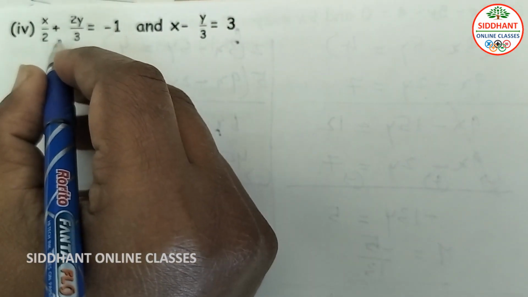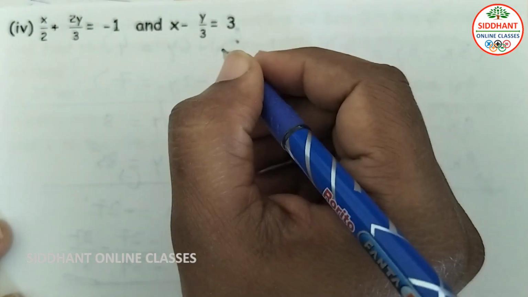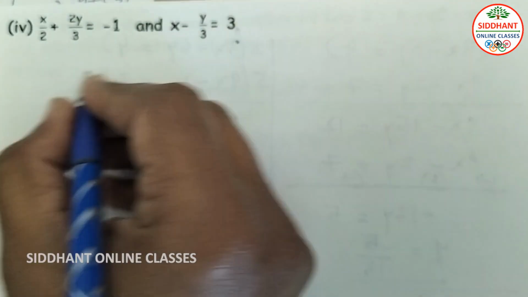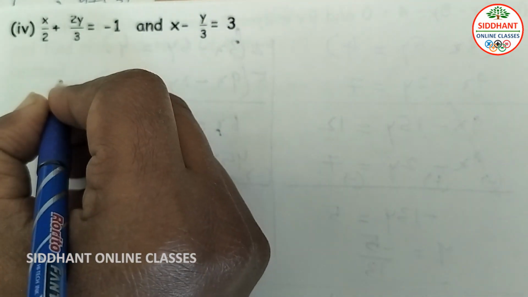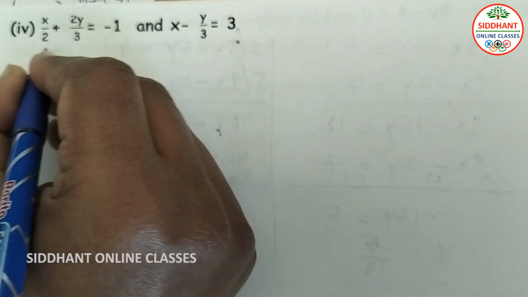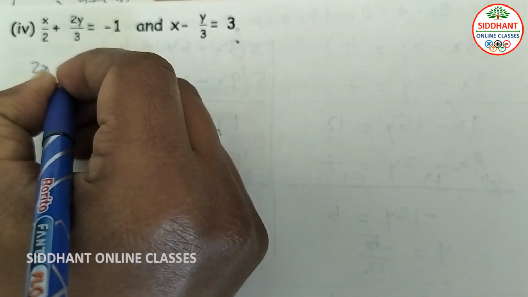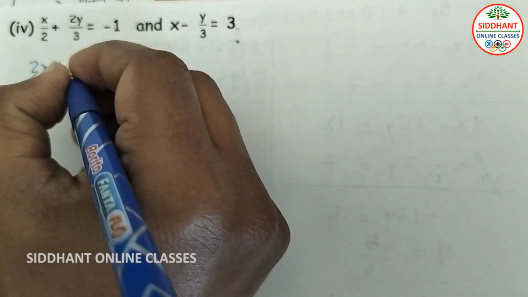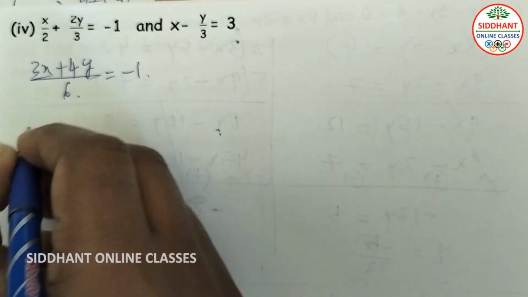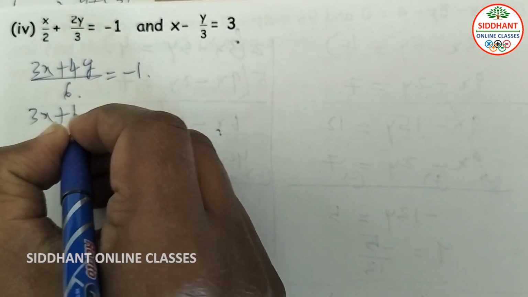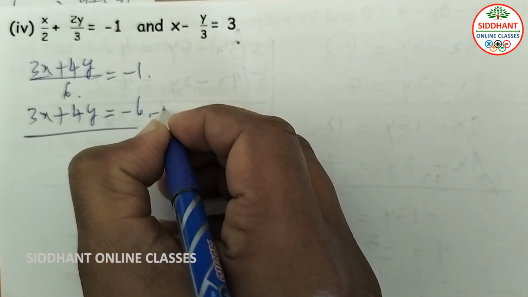Now the fourth one: x by 2 plus 2y by 3 equals minus 1, and x minus y by 3 equals 3. So now we are going to simplify this. We get the equations taking the LCM here, which is 6, and here 3x plus 2 into 2y, which is 4y, that equals minus 6. So now 3x plus 4y equals minus 6. So this is the first equation.